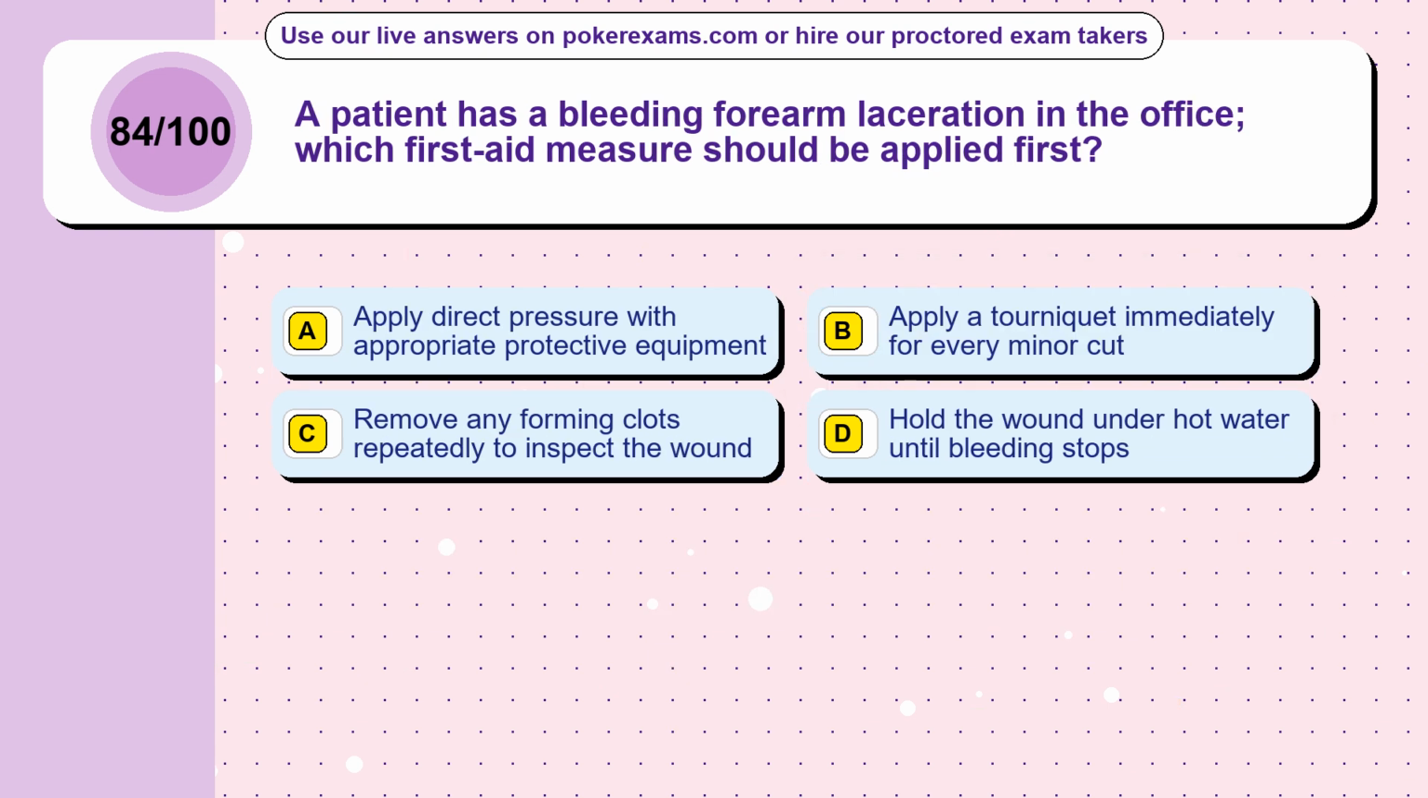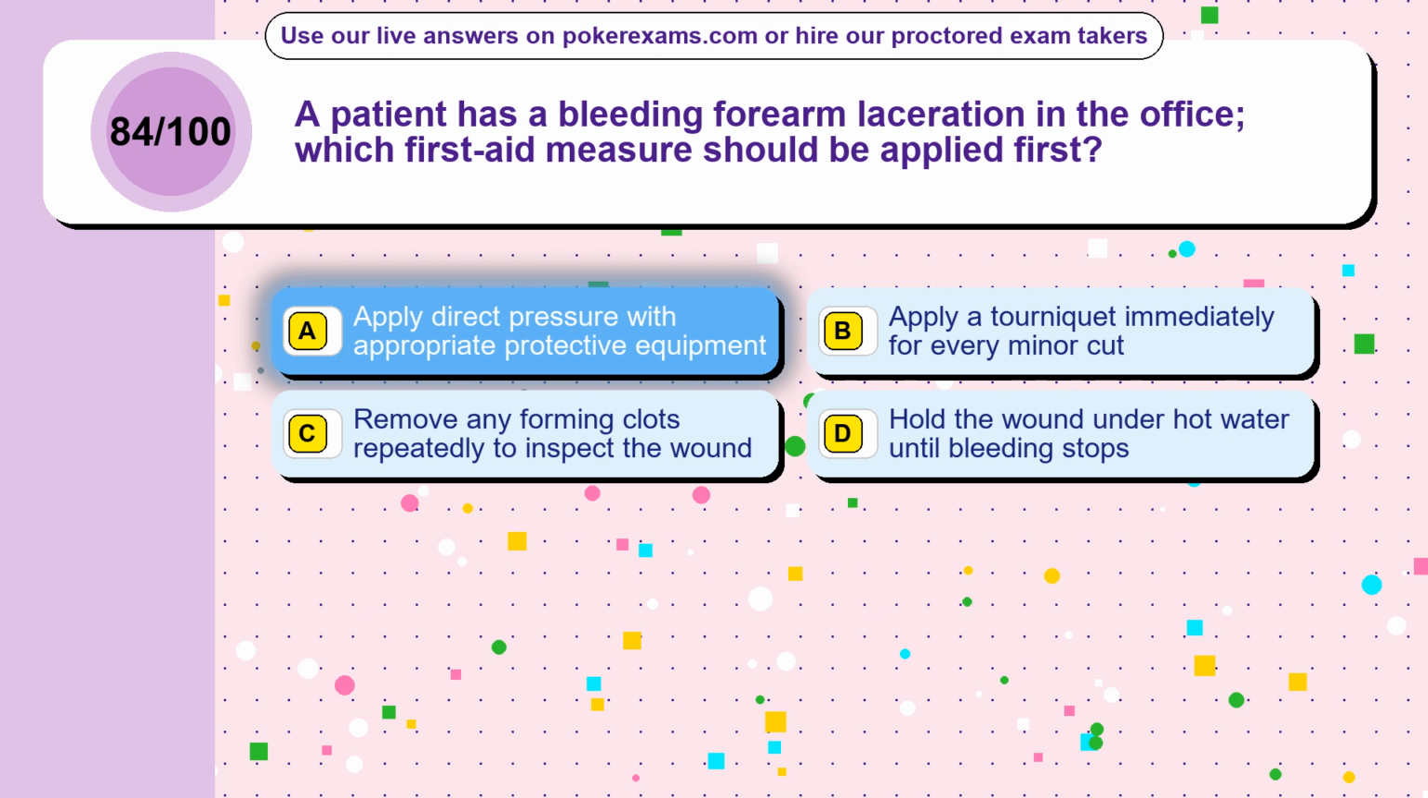Question 84. A patient has a bleeding forearm laceration in the office. Which first aid measure should be applied first? Option A. Apply direct pressure with appropriate protective equipment. Option B. Apply a tourniquet immediately for every minor cut. Option C. Remove any forming clots repeatedly to inspect the wound. Option D. Hold the wound under hot water until bleeding stops. The correct answer is option A.